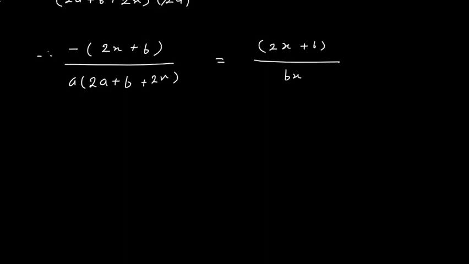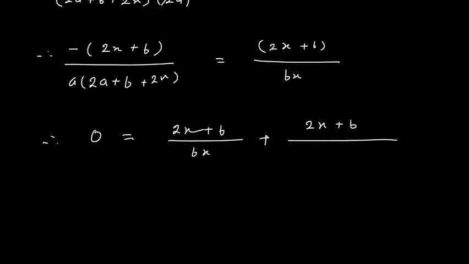What we do, we bring all these terms on right hand side, so therefore we will say, therefore this whole term will go on right hand side, so it will become 2x plus b upon bx plus here we have 2x plus b upon a into 2a plus b plus 2x.